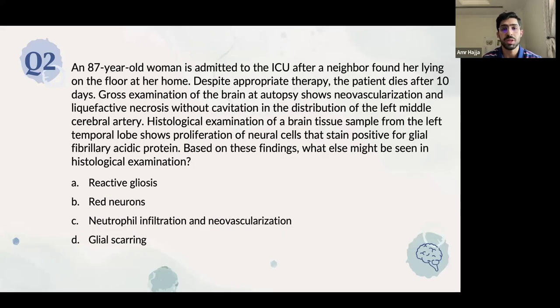Now, for question 2, here we have a patient who died after 10 days. So this patient had ischemia. However, this patient died after 10 days. And they are saying here that there is a proliferation of neural cells that are staining positive for GFAP. These are characteristic of the astrocytes. The cells that are going to be found between 1 and 2 weeks, which is basically 10 days, are the astrocytes, which would lead to the formation of reactive gliosis. Everything is clear about this?